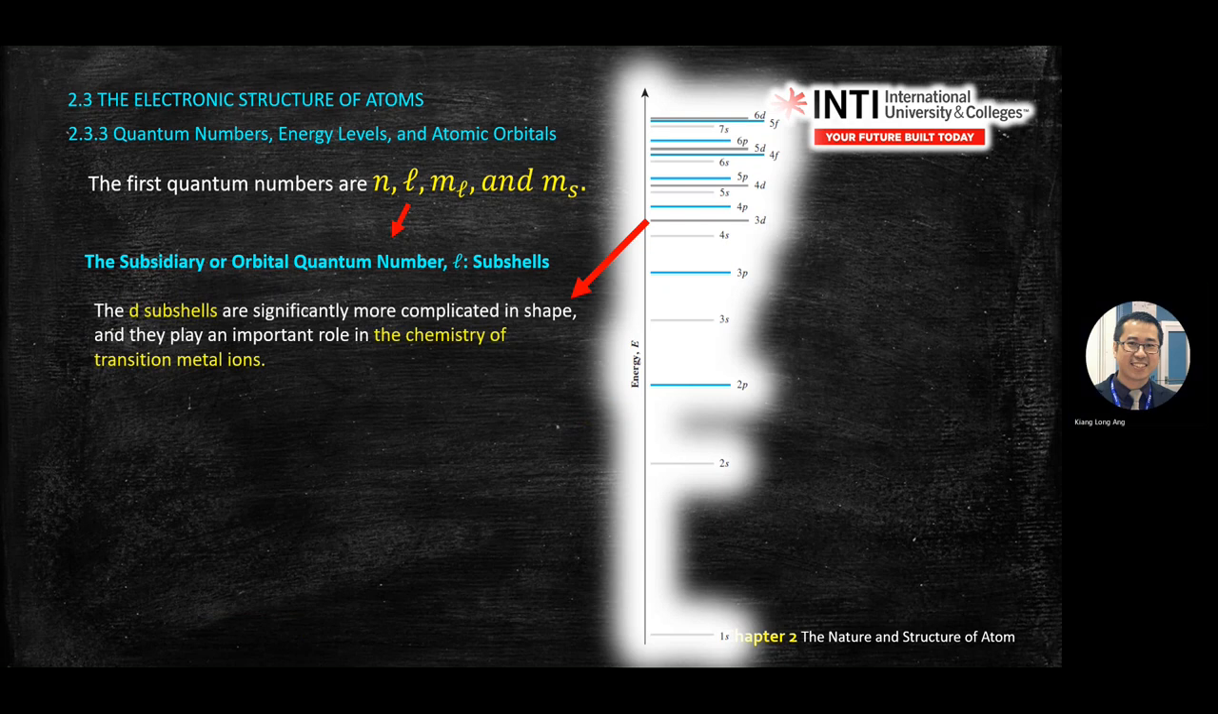Next, you go into D. D, that you will see in orbit number 3. D is the one that is here on the diagram. D plays an important role for the chemistry of transition metal ions. Where are these transition metal ions? In the previous lecture, they are always in the middle of your periodic table. So normally those metals inside here, they will have electrons in the D subcell.